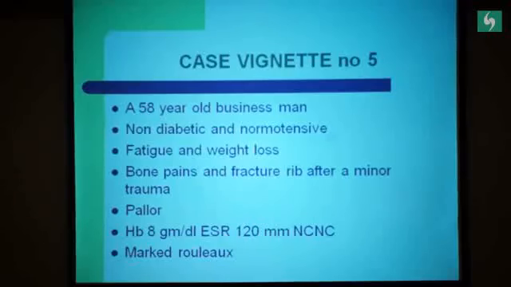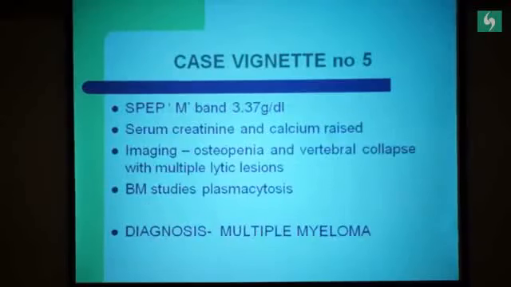All the RBCs were clumping on each other, one on top of the other like blocks. We found creatinine was up, calcium was raised. We did a serum protein electrophoresis. There was a monoclonal protein measuring 3.37 grams. We did some imaging including X-rays and MRI: osteopenia, vertebral collapse, multiple lytic lesions.